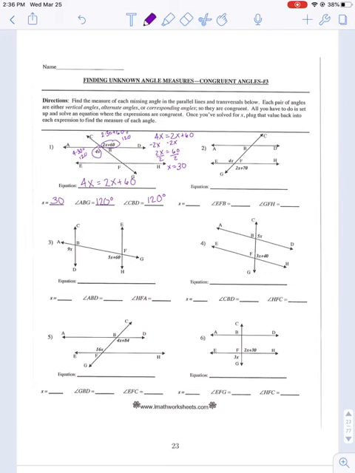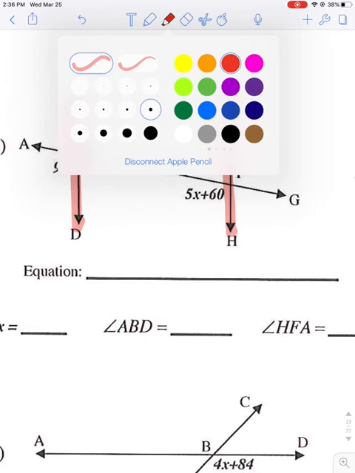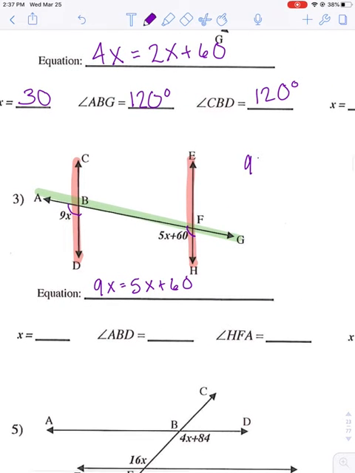All right, I'm just going to go over a couple of these. I'm going to start with number 3. In number 3, I can see that CD and EH are parallel, and AG is my transversal. The two angles they've given me are corresponding angles. They're both in the same position in two different clusters. If you look back at that first note page, we looked at corresponding angles are congruent. They equal each other. So my equation is going to be 9x equals 5x plus 60.